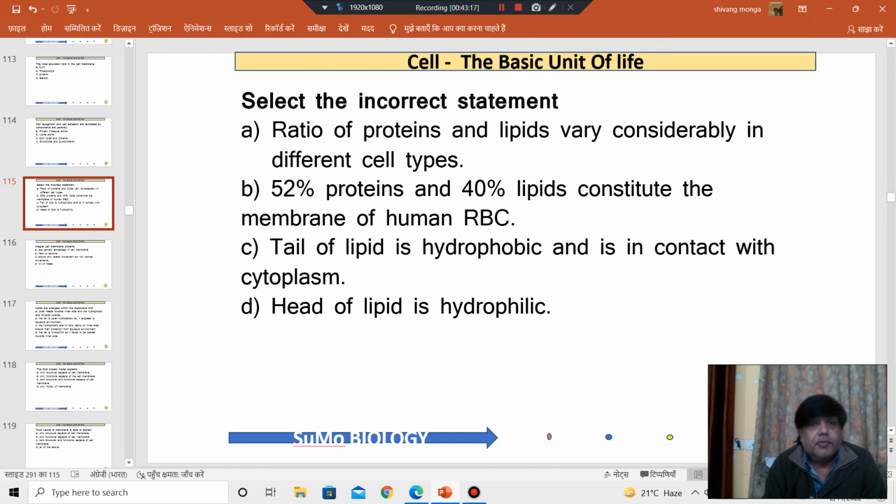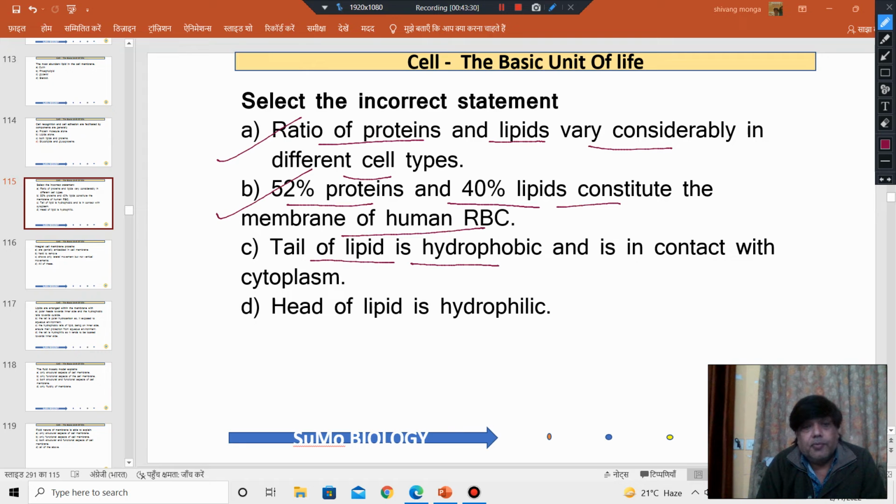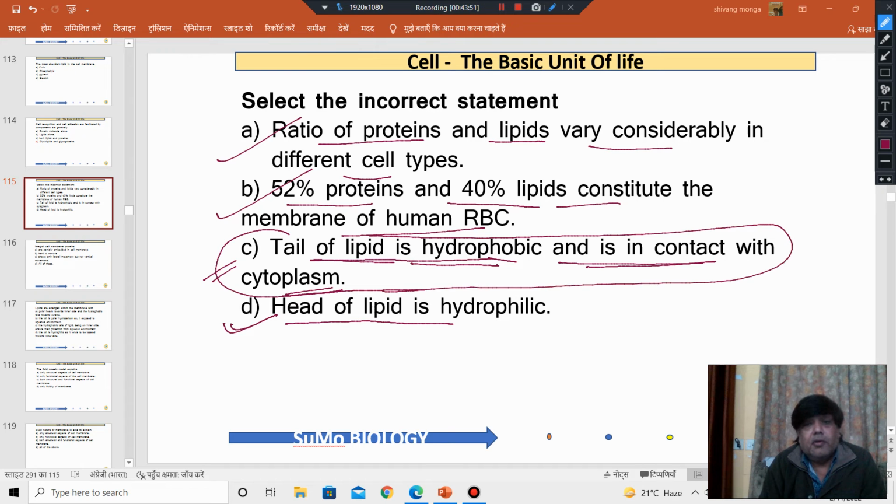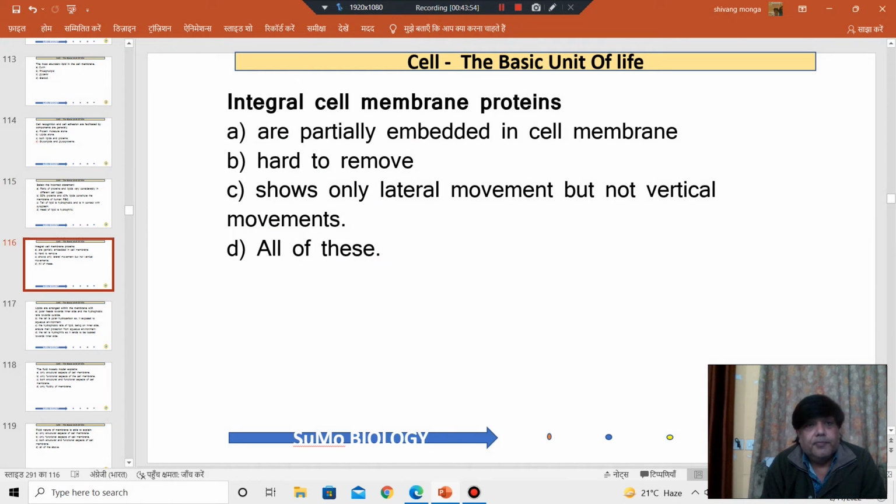Cell recognition. So select the incorrect statement. Ratio of protein and lipid vary considerably. Yes, this is correct. 52% protein and 40% lipid constitute the membrane of human RBC. That is correct. Tail of lipid is hydrophobic and is in contact with cytoplasm. Tail of lipid is hydrophobic, up to that much it is correct, but it is not in contact. It is away from the cytoplasm. So the tail is towards the inner side, away from the cytoplasm. Head of lipid is hydrophilic, yes, this is also correct. This statement is not correct. Hydrophobic tail is away from the cytoplasm.